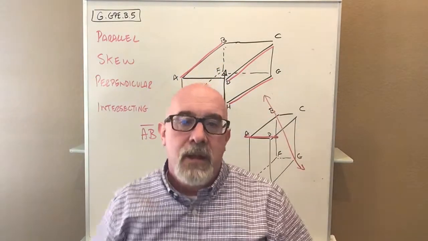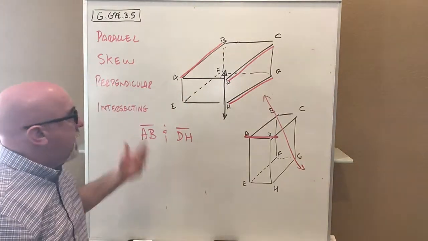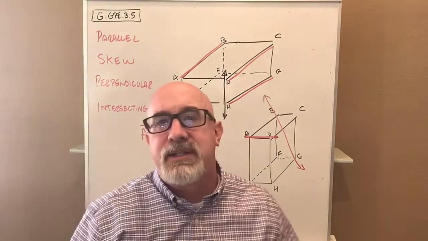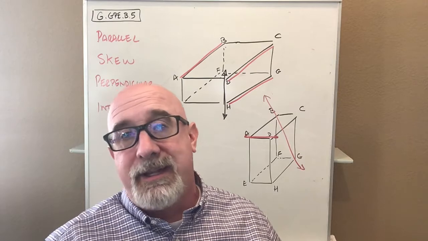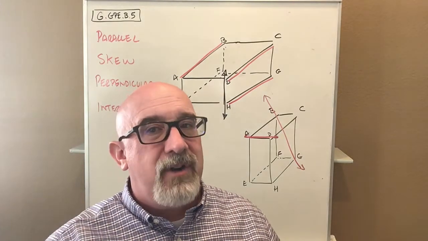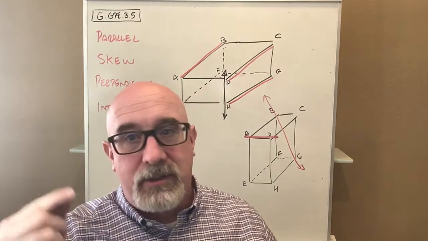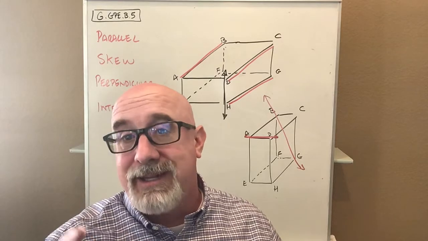Those are skew. You know what perpendicular are, and you know what intersecting are, but mostly it's here to just tell you what a skew line is: two lines that never intersect that are not coplanar. In other words, not in the same plane.